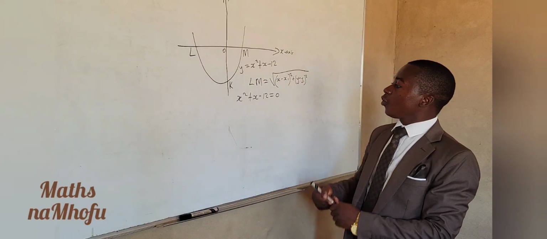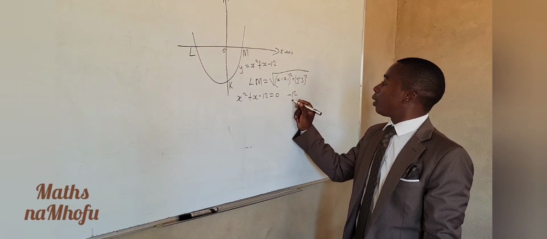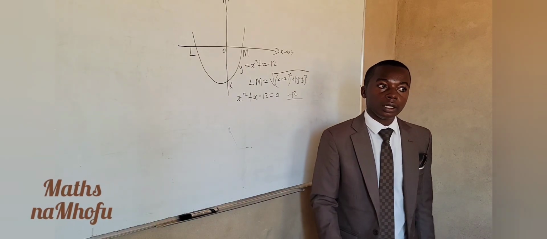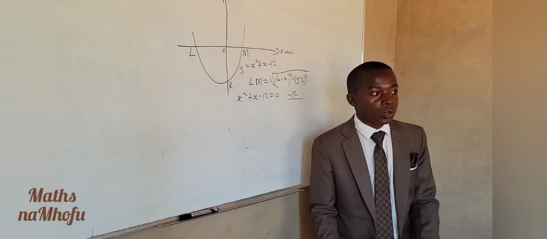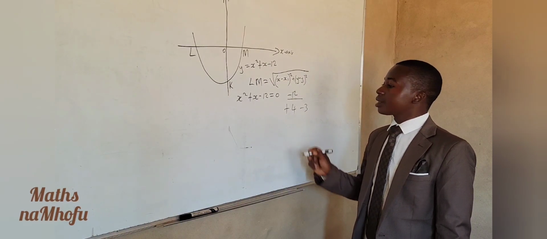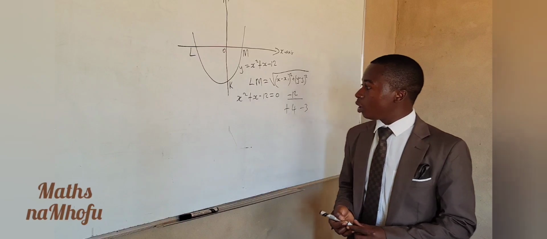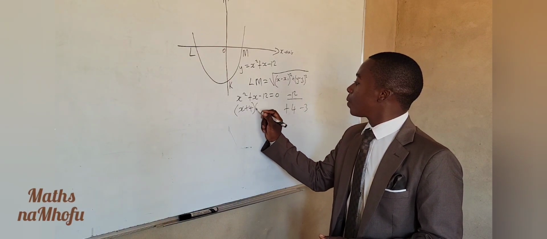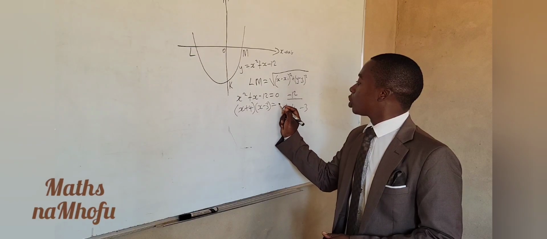Good. So you find the factors of negative 12 that will give you a positive 1. What are these factors? And tell me with their signs. Positive 4, negative 3. Positive 4 and negative 3. Thank you so much. Now, x plus 4, x minus 3 equals 0.